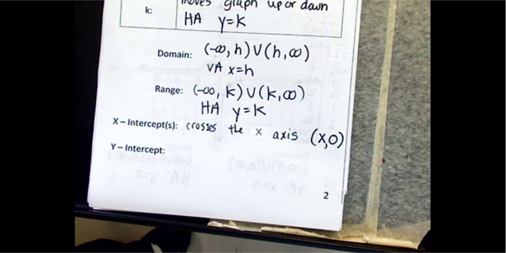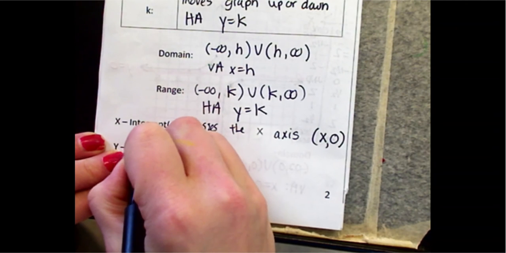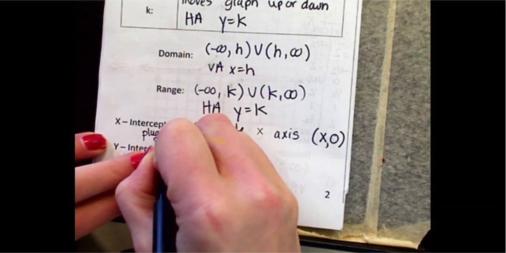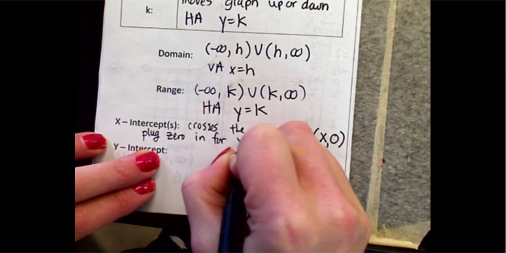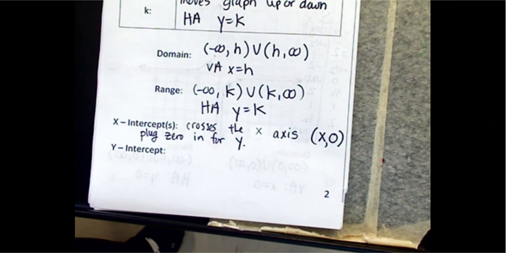How would you find that? You multiply it out. Solve. Put 0 in for y. Yeah, there we go. Okay. Plug 0 in for y. If I give you one coordinate, you can plug in and solve for the missing coordinate.